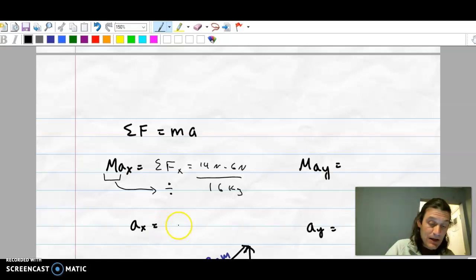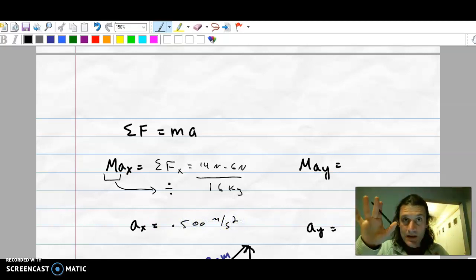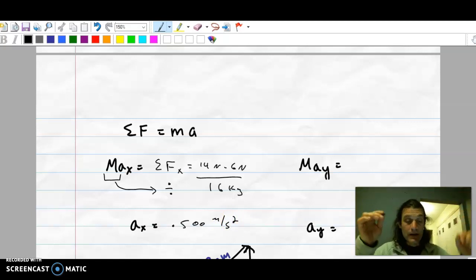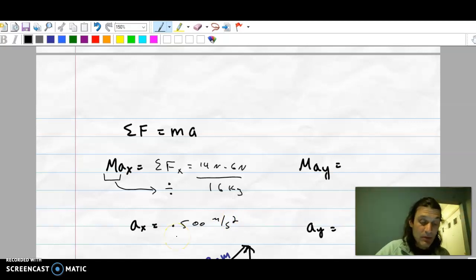The acceleration in the x is 0.500 meters per second squared. That's the acceleration in the i, if you wish to call it in unit vector notation. Okay, remember it's the net force, but if we're talking about the center of mass, we're talking about the mass whole.